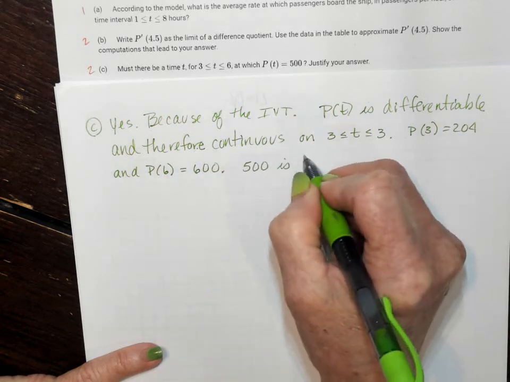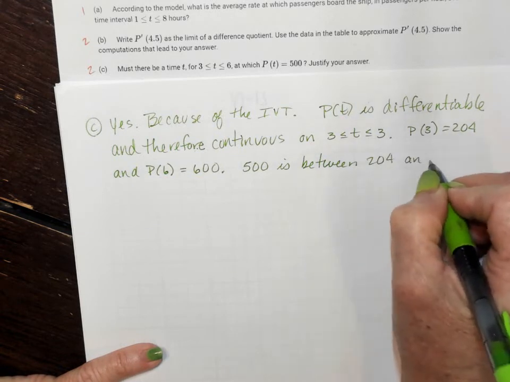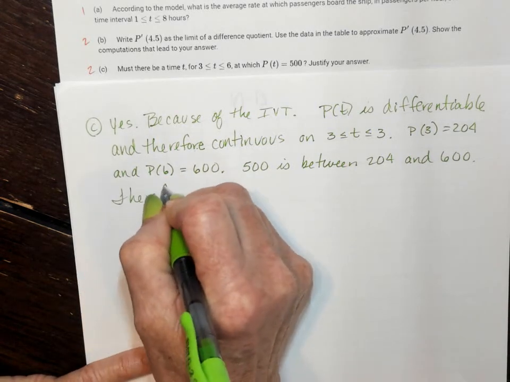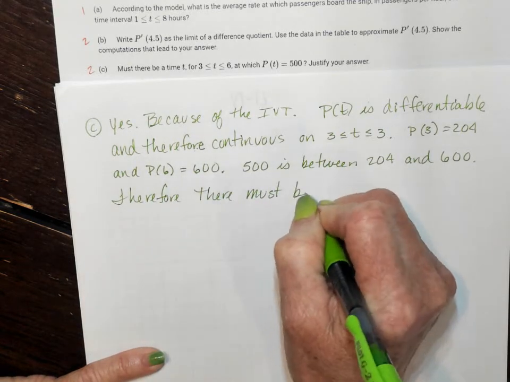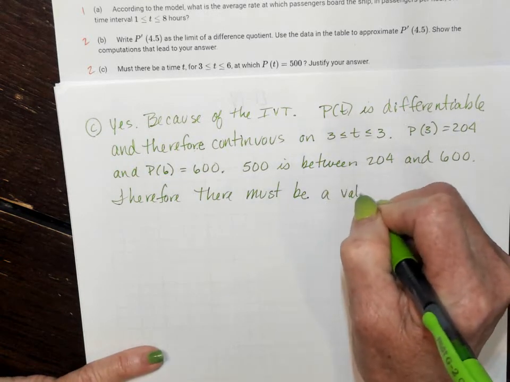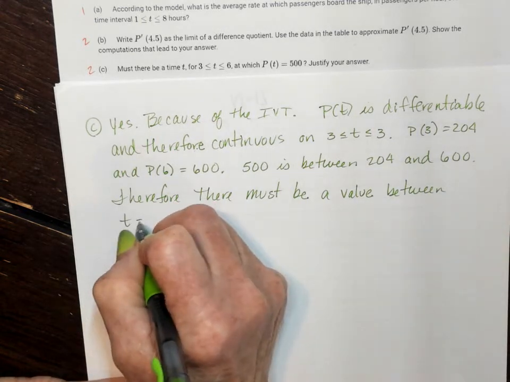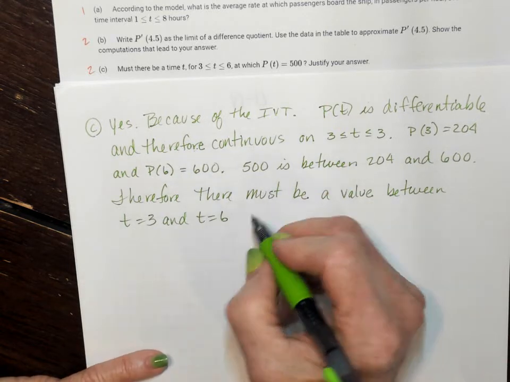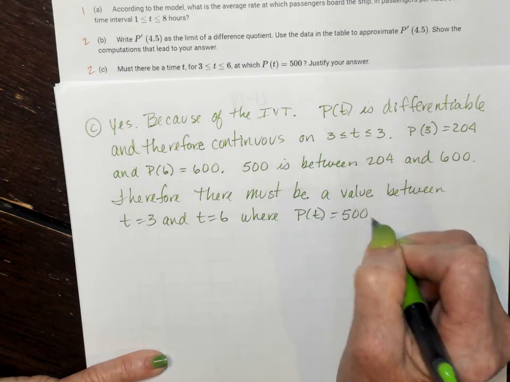P of t is differentiable and therefore continuous on the interval between 3 and 6. P of 3 is equal to 204 and P of 6 is equal to 600. 500 is between 204 and 600. Therefore, there must be a value between time equals 3 and time equals 6 where P of t equals 500.